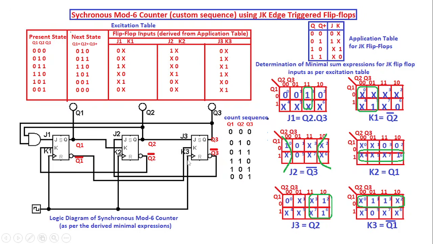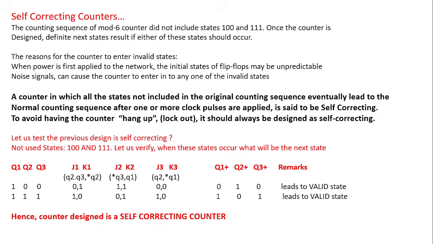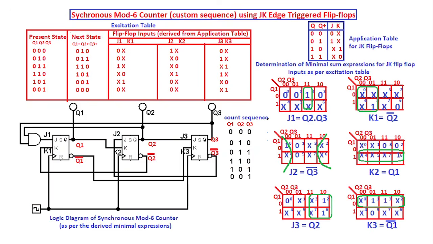Now continuing from that, what is the challenge in these types of counters? Number one, counters sometimes enter into states which are not valid states. Are the counters designed for self-correction? That is what we have to introspect here.